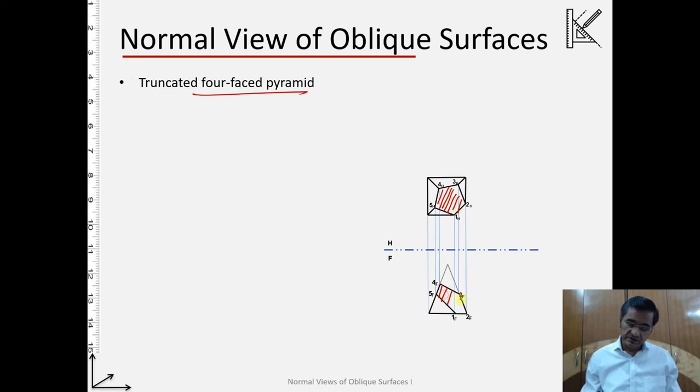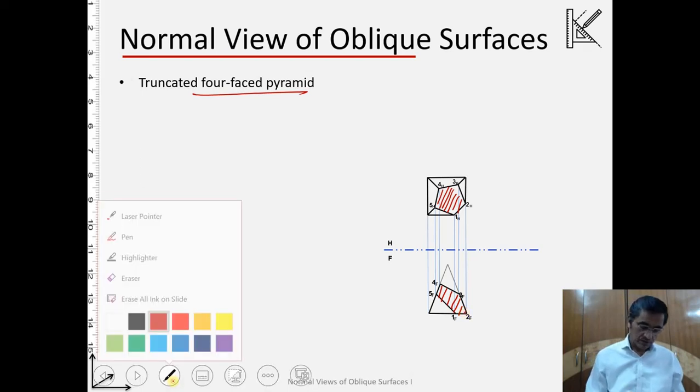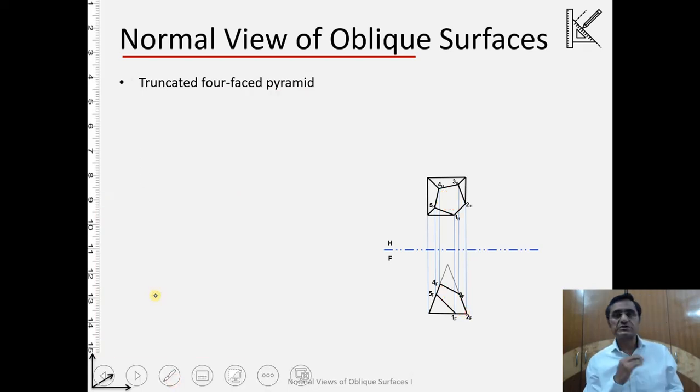whether we see this surface on frontal or on horizontal, in both the cases this is coming as foreshortened or distorted, because this particular surface is not parallel to any of the principal planes, and we want to generate for this oblique surface its normal view. So the procedure is same.